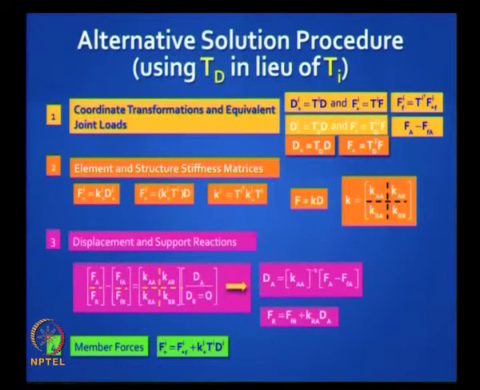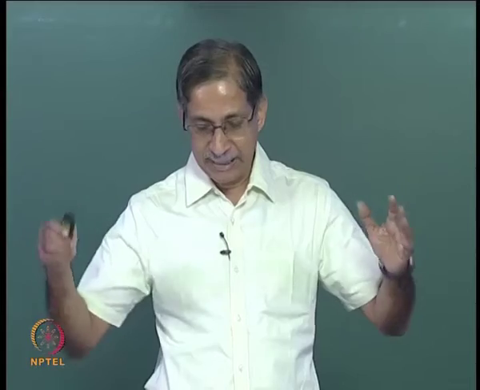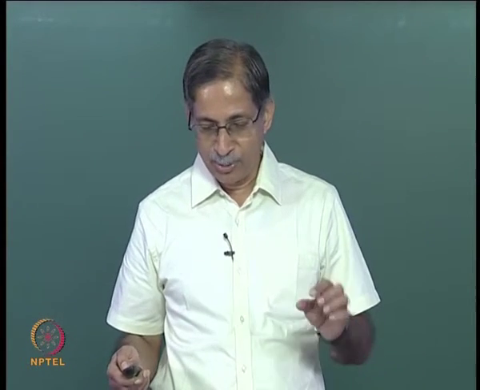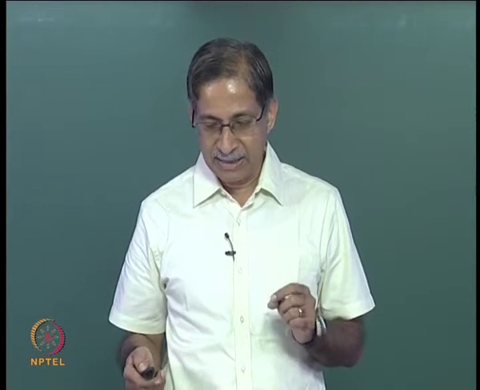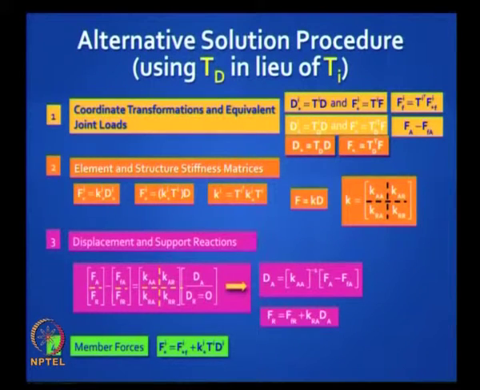D star is TD into D, that is for the assembled one, and if you are doing it element by element, DI star is equal to TID into D, and for the forces you have the contragradient principle, which means you have to take the TD transpose. So if you are doing this method, then you forget about the TI matrix. This is the replacement. What about the fixed end forces?